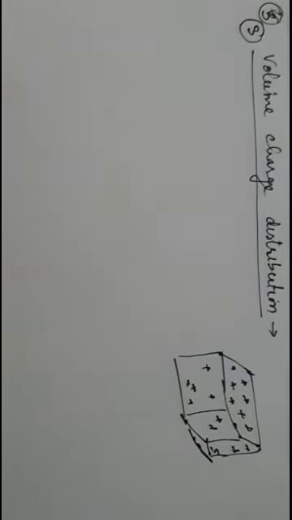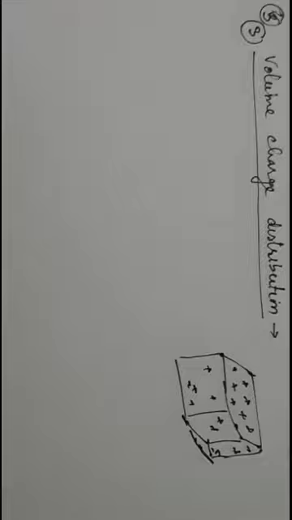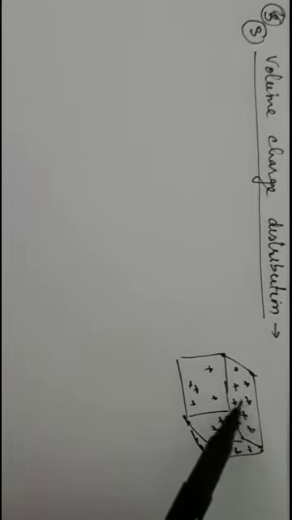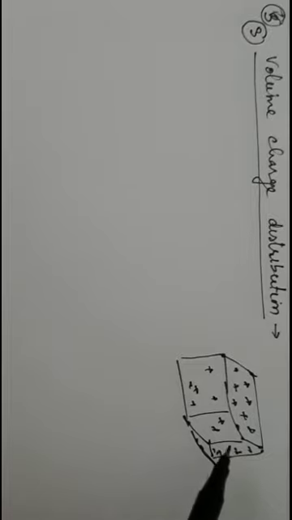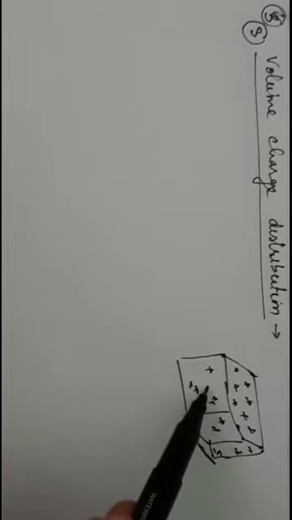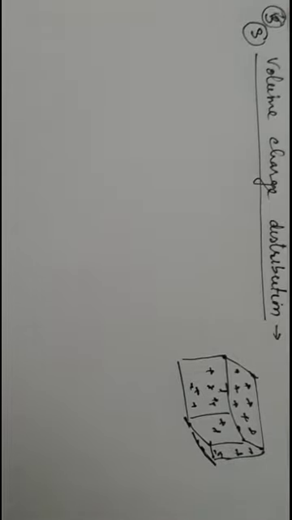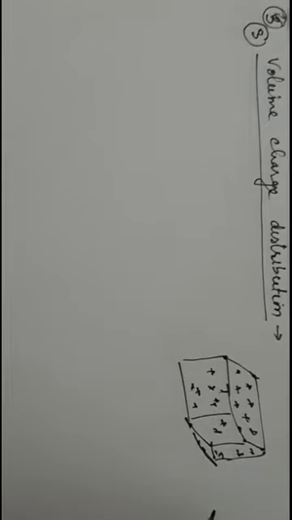Now case 3, the volume charge distribution. In the volume charge distribution, when a charge is given to some block, the charge is distributed not only on the surface but also inside the body. So here the charge is distributed in the whole region of the body. This type of distribution is known as volume charge distribution.